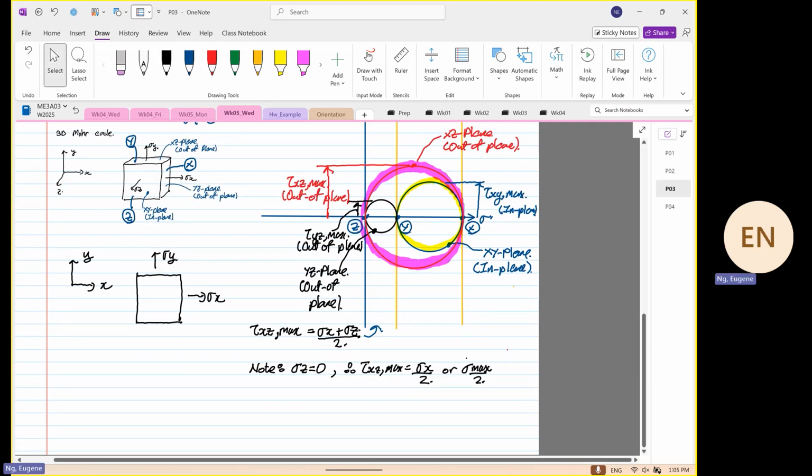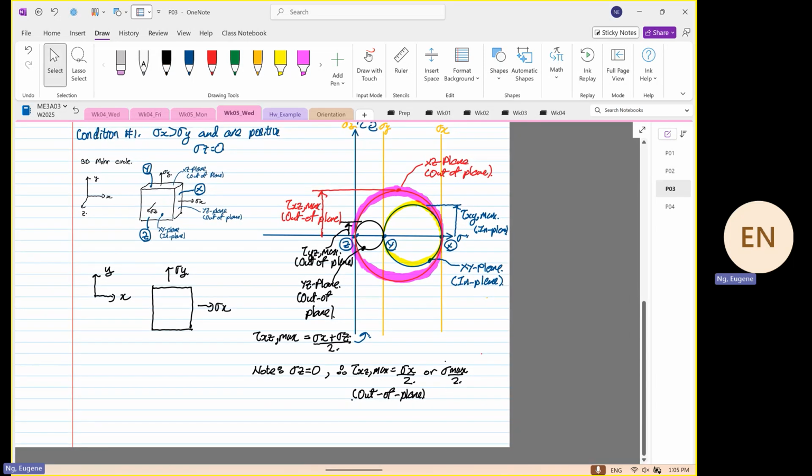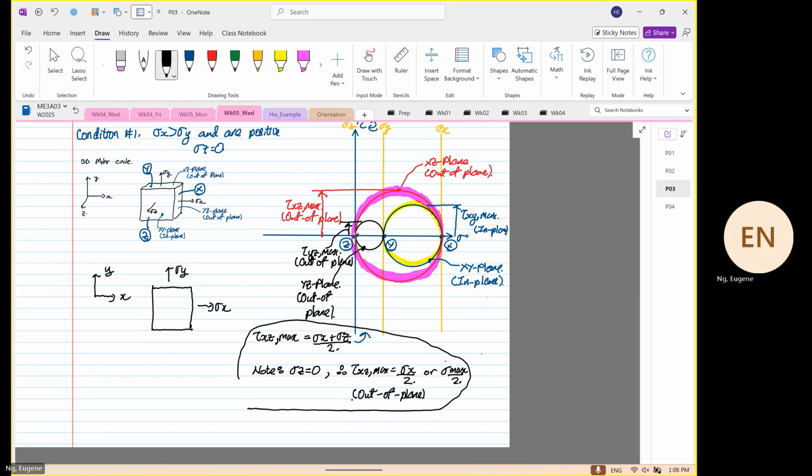So the maximum shear stress here, we know that it's going to be out of plane, no more in plane. So this is important to note. Now, all this that I've written down is only true when we are dealing with condition number 1. I repeat again, it is only true when we are dealing with condition number 1, where stress X is greater than stress Y, and both are positive, when stress Z is equal to 0.